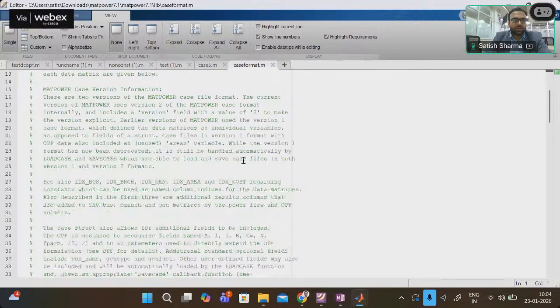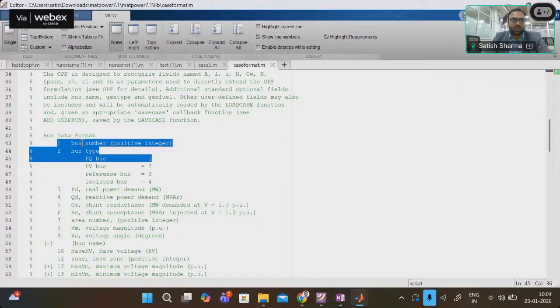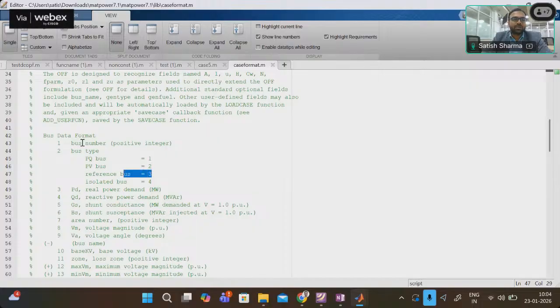Here is the description of the entire file. In the bus data format, the first column represents the bus number. Then the bus type: 1, 2, 3, and 4 are generally used. PQ bus is given as 1, PV bus is 2, and for the slack bus, 3 is the reference bus. If some isolated bus is not connected, then that particular bus will be mentioned with number 4.